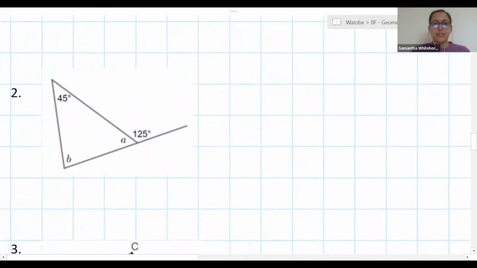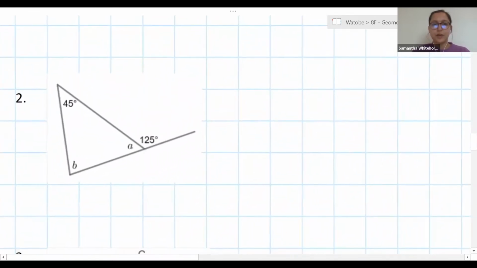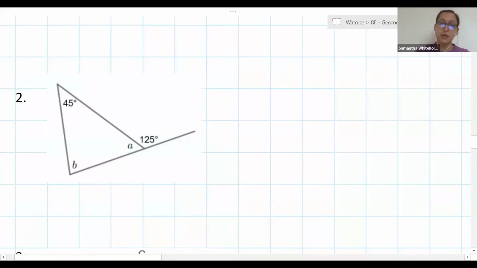So let's have a look at question 2. I'm going to ask you to try this by yourself. There are 2 angles that I'm asking you to find. I'm asking you to find angle A and angle B. So give it a go. You can pop your answers in the chat if you're feeling comfortable. You're also welcome to raise your hand if you would like to give us your answers. Just remember, guys, give your reasons for all of your statements.